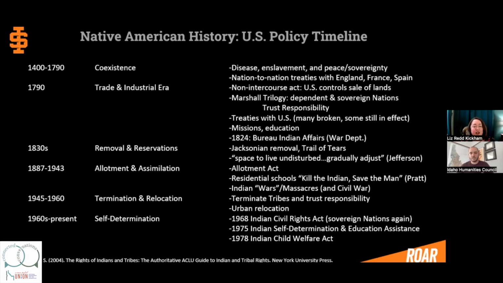So then we have the next era, which is starting in about the 1940s, the termination and relocation era. In the 1940s, the US government attempted to terminate the tribes. They said, you no longer have a government. And part of the goal of this was to say, we no longer have a responsibility to provide those services, to uphold those treaties, if you no longer exist as a sovereign Native nation.